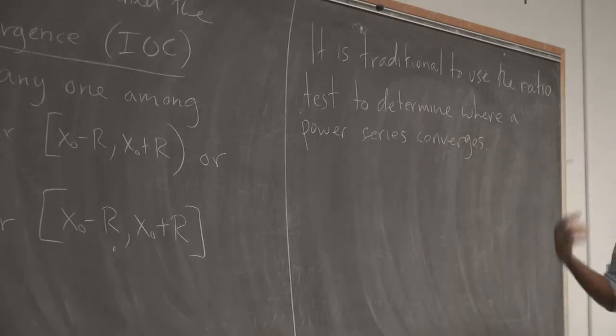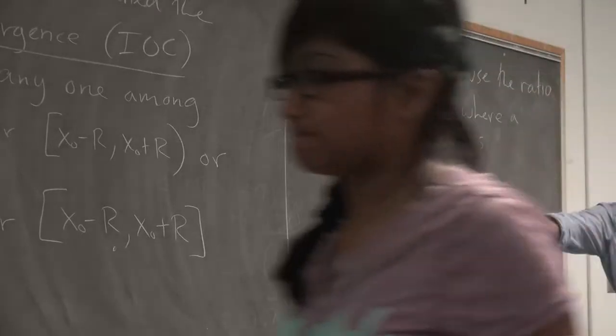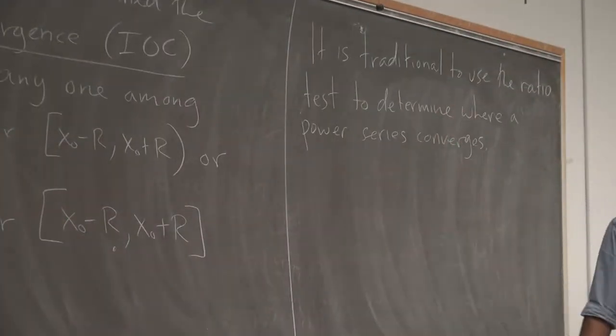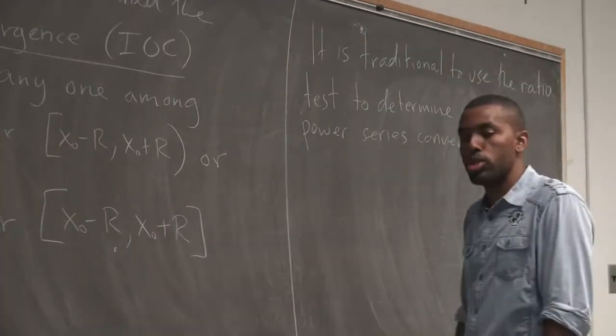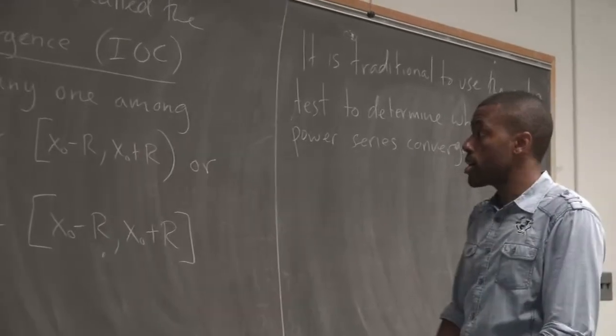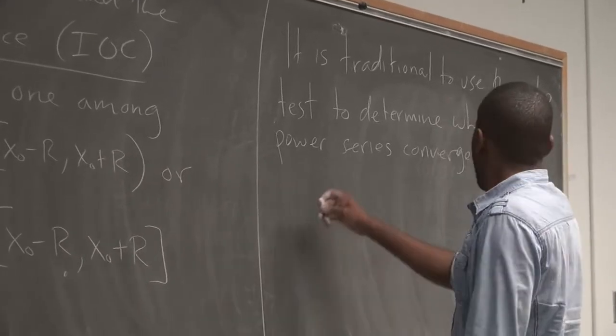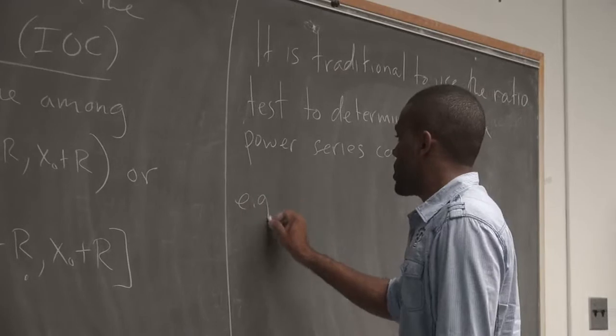Most people, if you gave them a random power series and said, hey, tell me where this converges, odds are they're going to reach for the ratio test. Right? It's pretty much the go-to test for where something converges. And so let's actually do that.